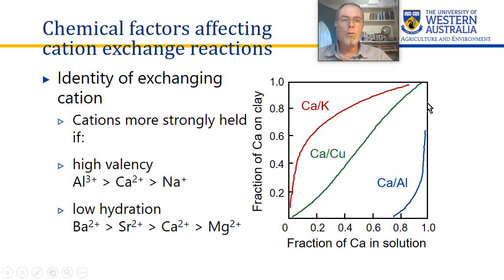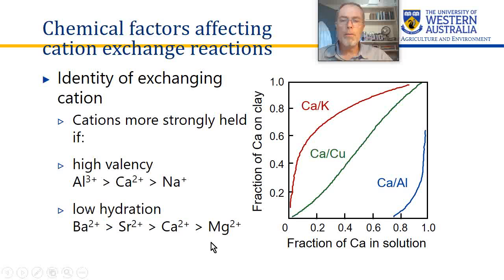And only when its fraction is 1, there's no aluminium at all present, will it occupy all of the surface. In theory, the line doesn't quite go that far. All right, so that explains this valency thing.